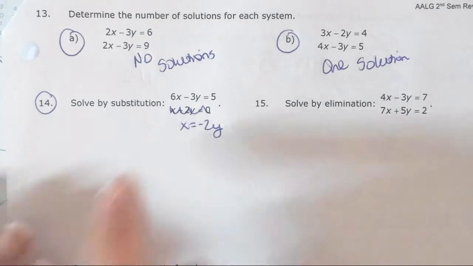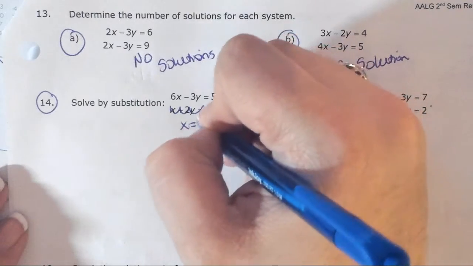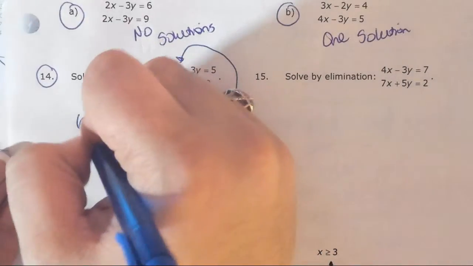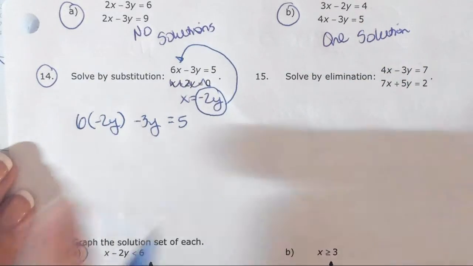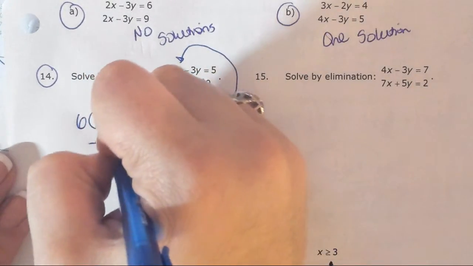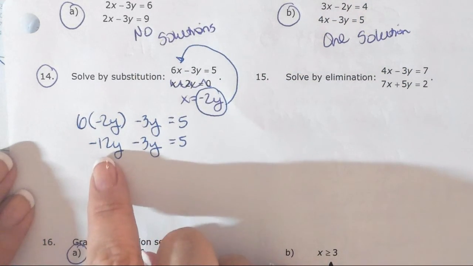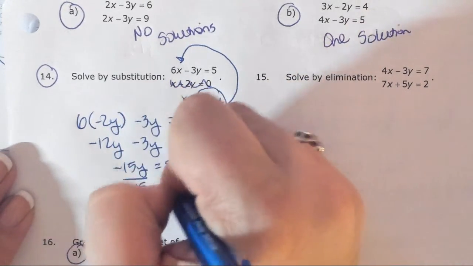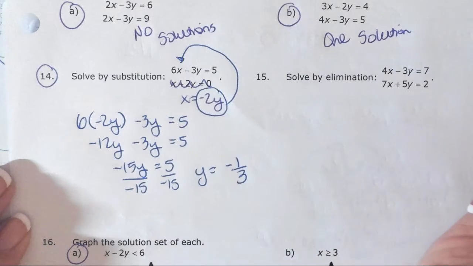Okay, talking about solving by substitution, you'll have one equation that says x equals or y equals, and you're going to take that and plug it into the other equation. Since this one says x equals, we're going to take and plug this negative 2y into x. So we get 6 times negative 2y minus 3y, and that has to give me 5. 6 times negative 2y gives me negative 12y, minus 3y equals 5. Negative 12y minus 3y gives me negative 15y equals 5, and then I have to divide. 5 doesn't get divided by 15 evenly, so we end up with a fraction, negative 1/3.